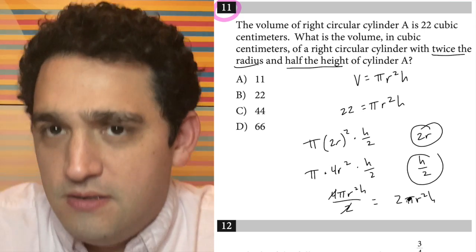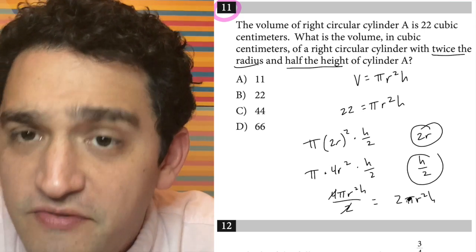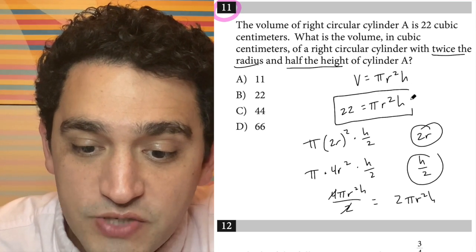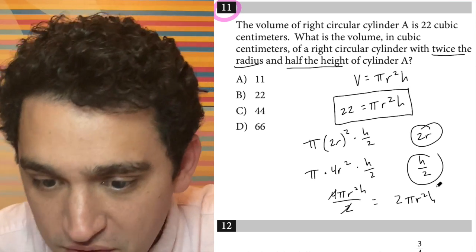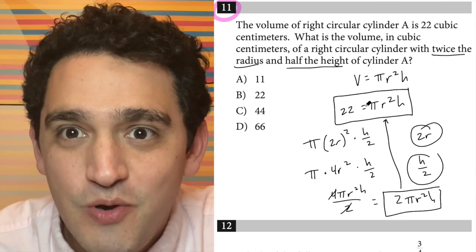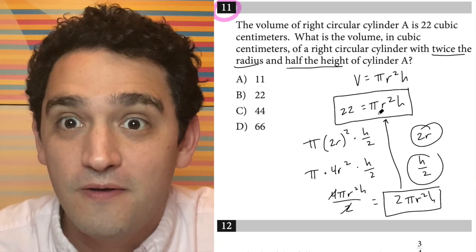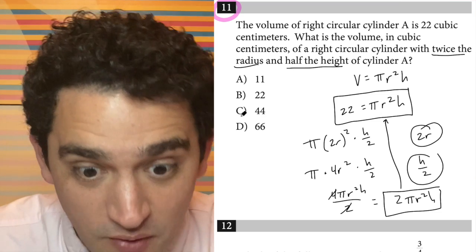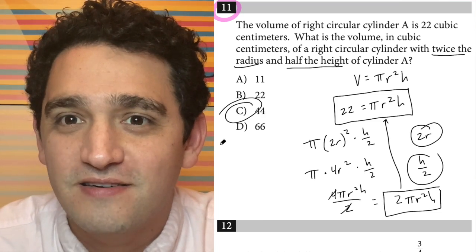Now, this doesn't look like an answer, but if you compare it to cylinder A that has pi r squared h and a volume of 22, well, this looks like it's exactly double this. It's 2 times pi r squared h. Therefore, what's double 22? Well, 22 times 2 is 44. There's our answer. But there is a side door method of getting this question, so buckle up.